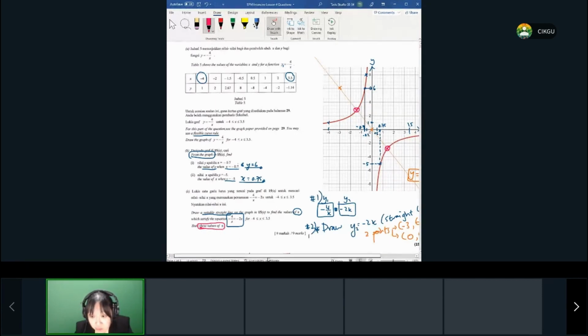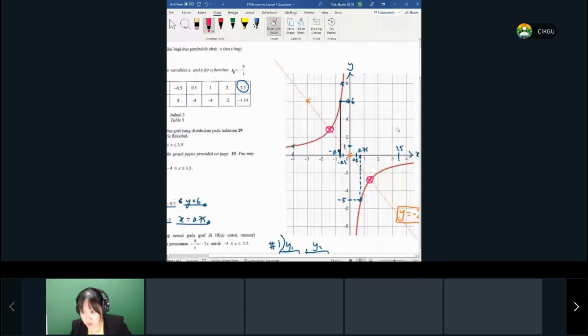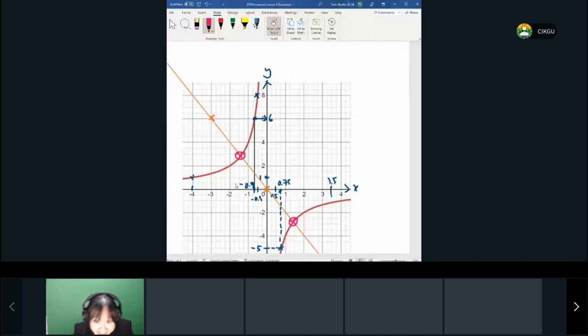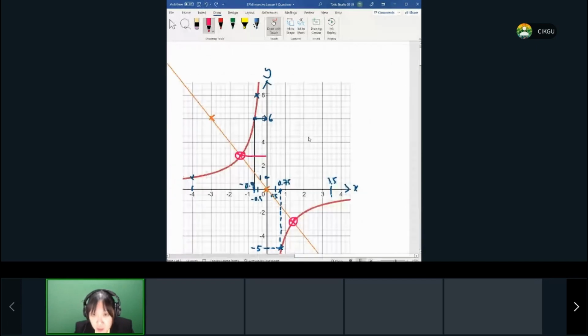That means when you read out the coordinates of these two intersection points, you just need to read out the x coordinate. Some students waste time going and reading the y coordinate. No need, that's not what the question is asking. Okay, so let me get rid of this.